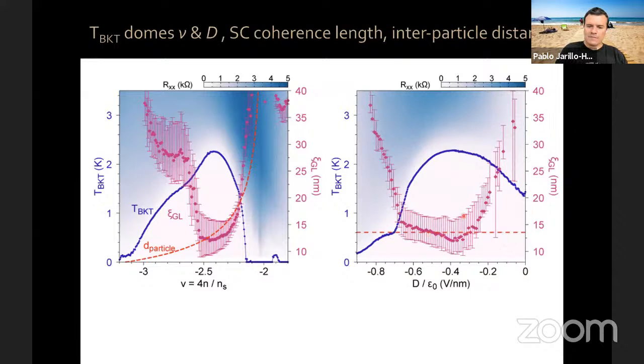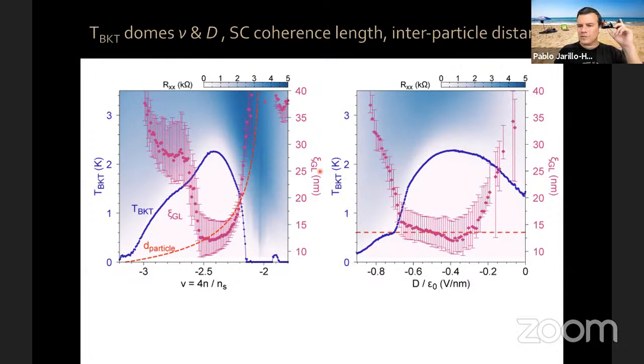Now, the superconducting coherence length in the weak coupling regime is giving you the size of your Cooper pairs. It can be interpreted as the size of your Cooper pairs, okay? In a stronger coupling regime as we are here, it's a bound for the size of your Cooper pairs, okay?